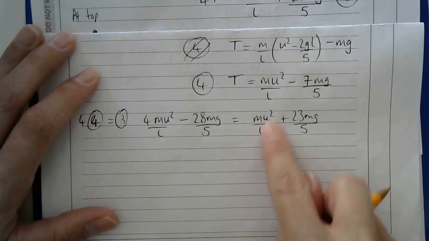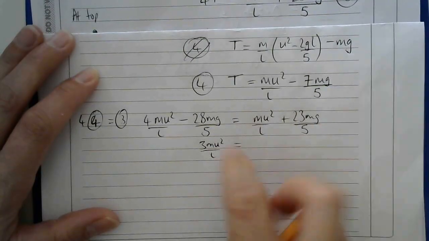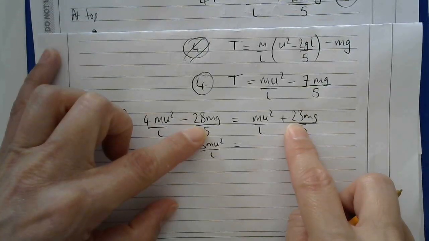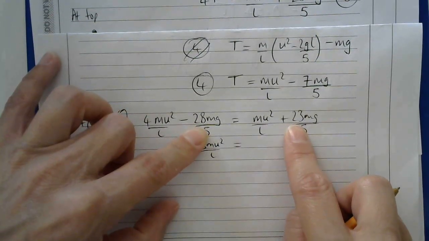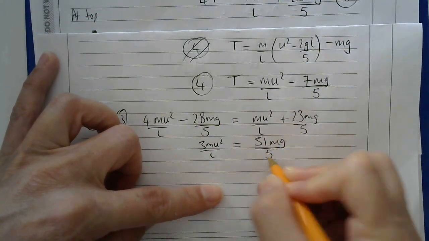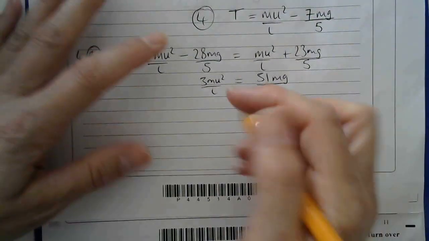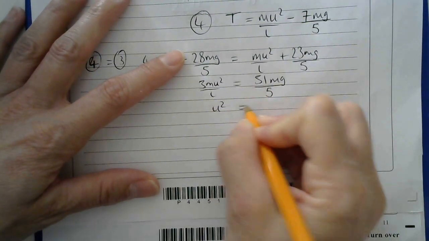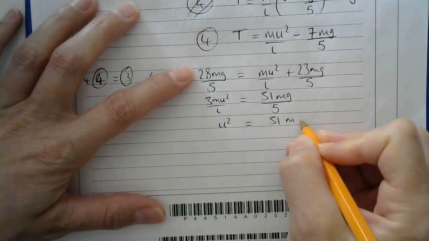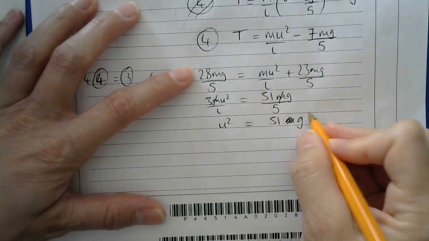So pop in all the mu squareds over L on this side and all the mg's on this side. Here I get 28 plus 23, so I get 51 mg over 5. And so I get for u squared, 51, oh, actually cancel the m's. So I get g, the L ends up here.